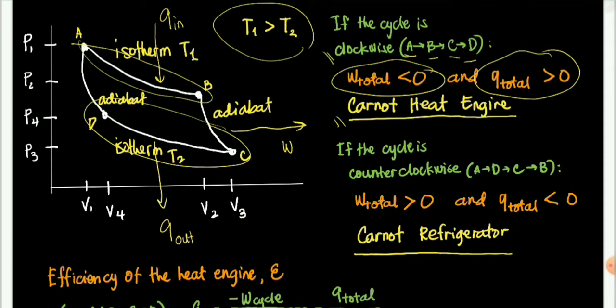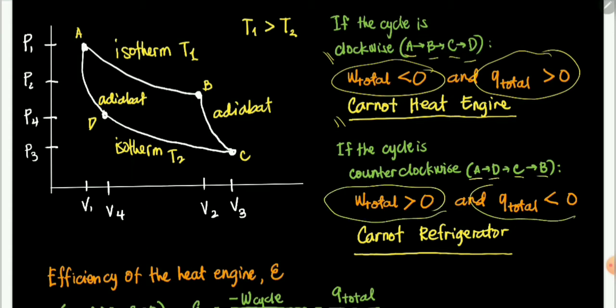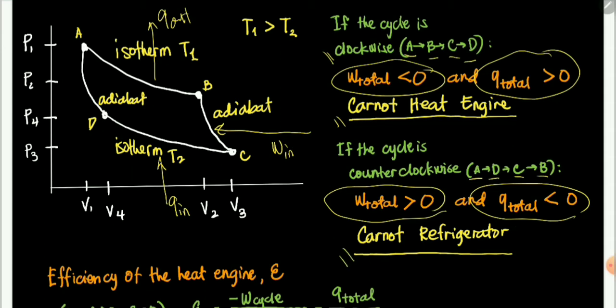Kapag naman ni-reverse mo yung cycle, okay, ginawa mo siyang counterclockwise, meaning the cycle is A to D to C to B, okay? You have a total work input greater than zero and a total heat output which is less than zero. So meaning, kapag ka-reverse naman yung cycle mo, you are extracting heat from T2 or the colder temperature, tapos nire-release mo siya sa T1. Okay? Tapos yung net work input mo ay positive. The surroundings is performing work towards the system. Okay? So that is called a Carnot refrigerator kasi nag-extract ka ng heat from a colder source or colder reservoir. So, pinapalamig mo yung colder reservoir, pinapainit mo naman yung hotter reservoir. So, that's what a refrigerator does.